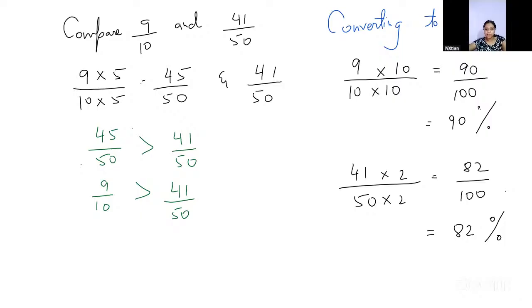Okay. Ma'am, that's not exactly what I did. Okay, it's correct, Abraham. This is another way. Ma'am, I multiplied 10 and 9 by 5 because 10 fives are 50, which gave me 45 upon 50. So either you can do this with 41 upon 50 or you can convert to percent and check which one is greater.